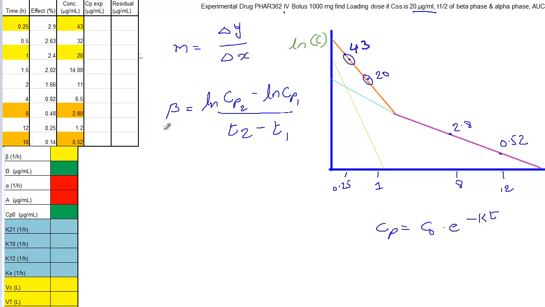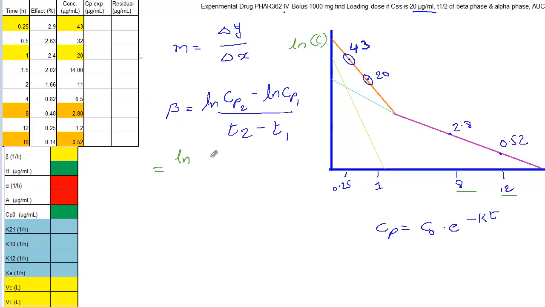That's what we know. And the equation for the beta slope, since it is a natural log, we're going to apply a natural log for the concentrations. Here I'm taking 4 plasma concentration time points because that is the minimum number of points required to solve for PK parameters for a 2-compartment model, right? So here I selected 2.8 and 0.52 plasma concentration at corresponding time points of 8 and 12 hours. So let's plug into this equation.